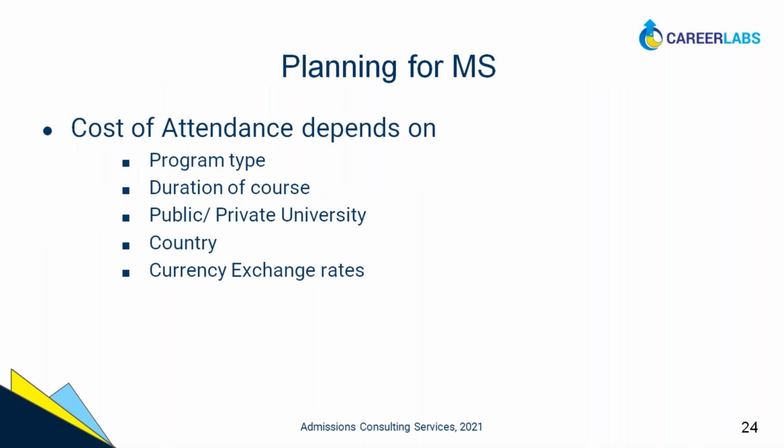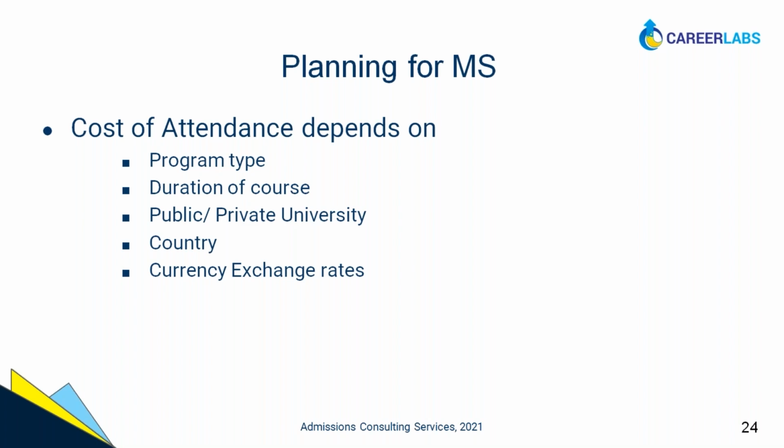For the masters, the cost of attendance, when I say cost of attendance, what does it mean? It means the entire amount of money that you will spend when you are going and studying for masters. That is the total cost of attendance. It really depends on the program. For example, MEM programs might be more expensive than MS programs in some cases. MIM programs are definitely more expensive than MS itself. So based on the type of program to which you're applying, the cost will change.